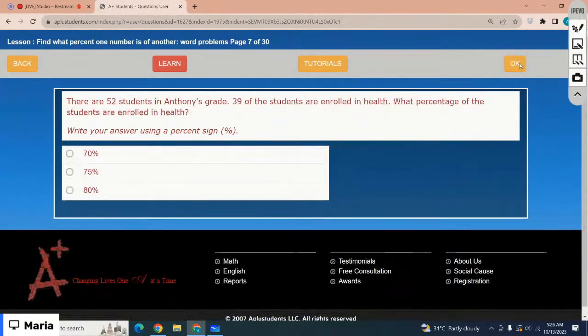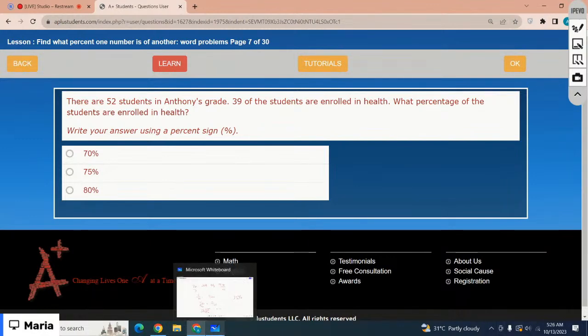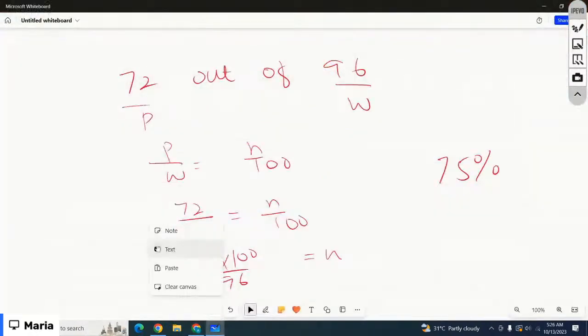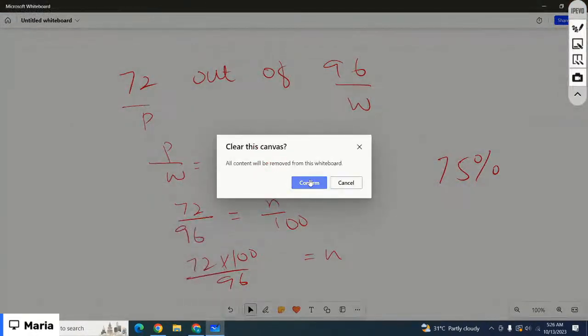There are 52 students in Anthony's grade. 39 of the students are enrolled in health. What percentage of the students are enrolled in health? Which is the correct option? Okay, so the total students are 52, right? Whole is 52 and part is 39. You need to calculate what percent, right?